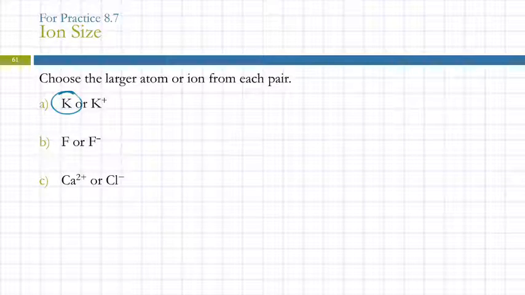Fluorine or fluoride, which is larger? The fluoride. The anion is bigger. You've added an electron, and the effective nuclear charge has also gone down.